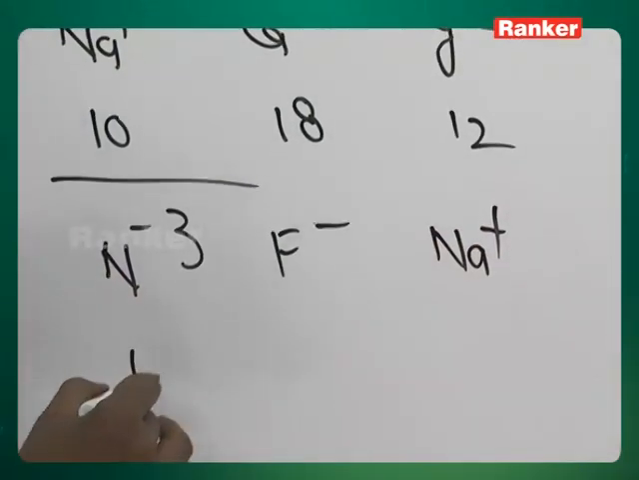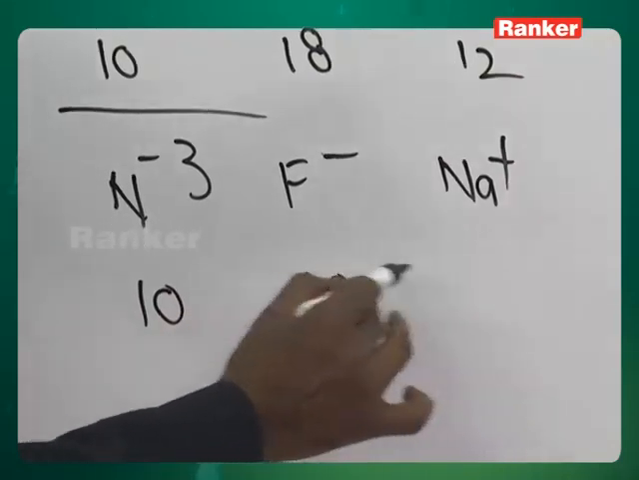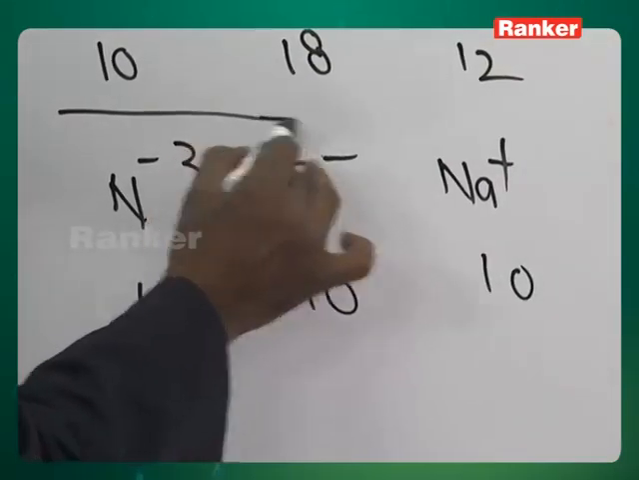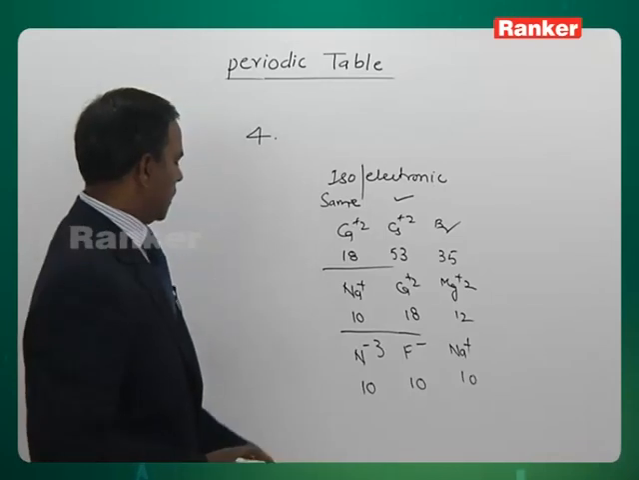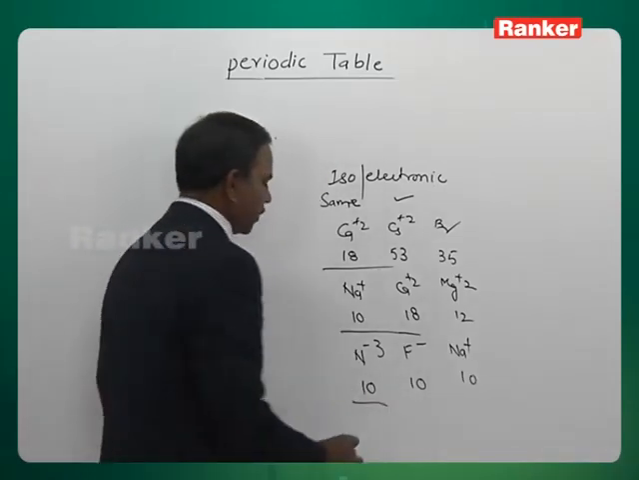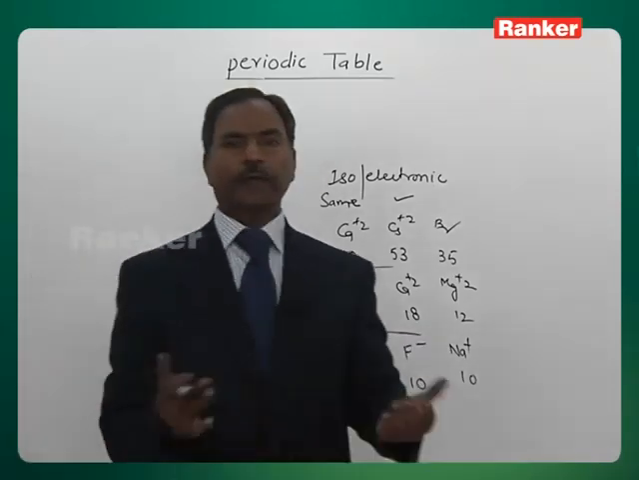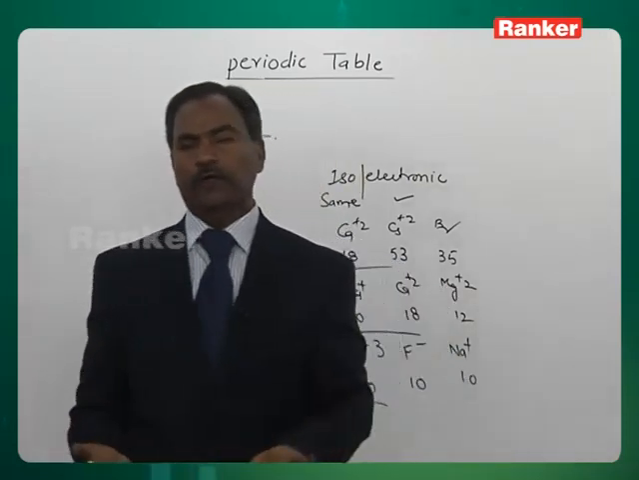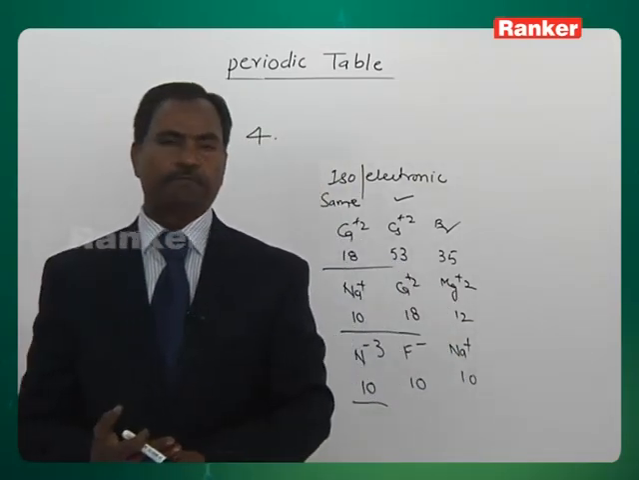N minus 3 means 10 electrons. This is also 10 electrons. This is also 10 electrons. Next, see, all the three are carrying the same number of electrons. On the same number of electrons, their configuration will be the same.